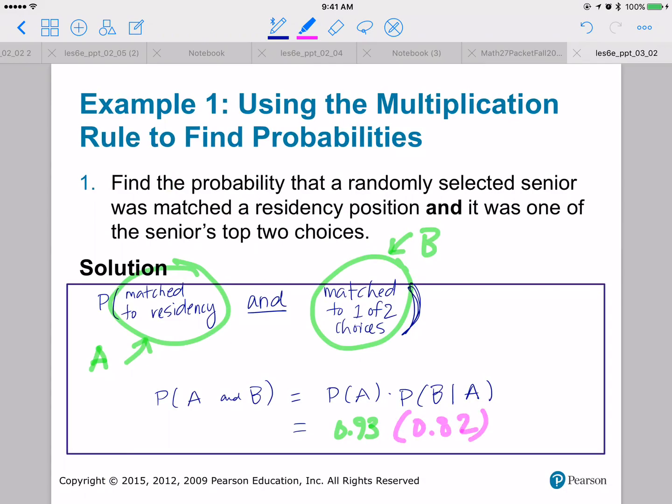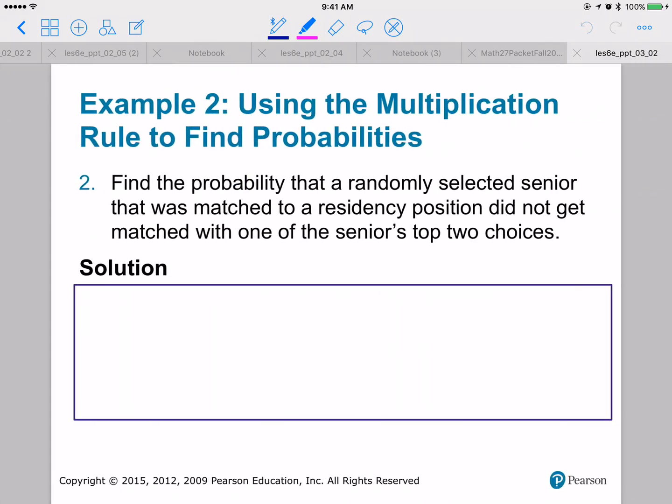Okay, so we're going to multiply those together, and we get essentially 0.763, which is about 76.3% probability. Now let's look at question 2. Find the probability that a randomly selected senior that was matched to a residency position did not get matched with one of the senior's top 2 choices.